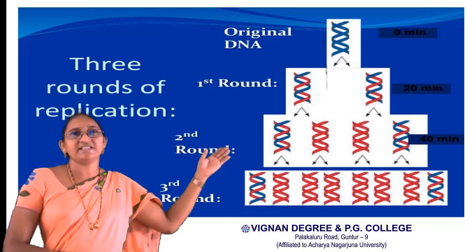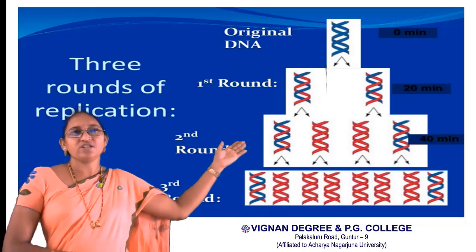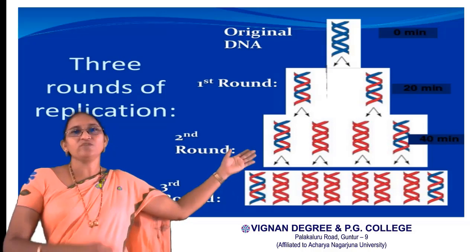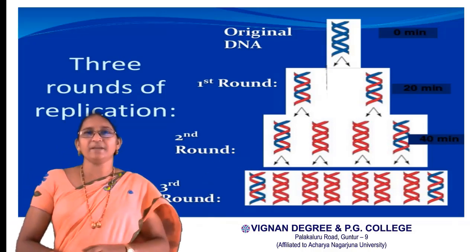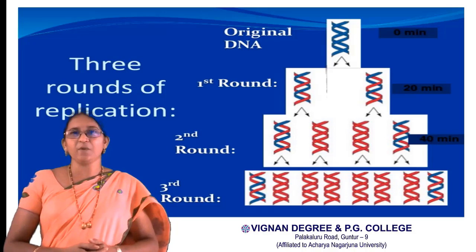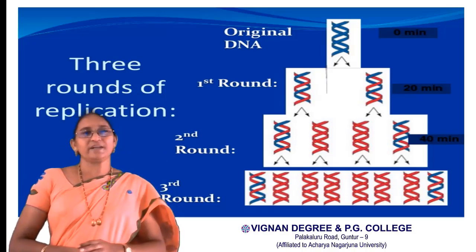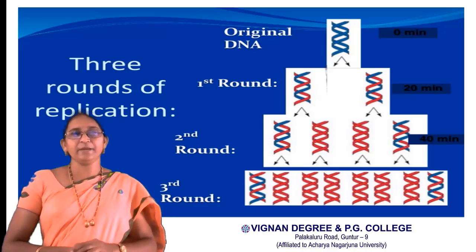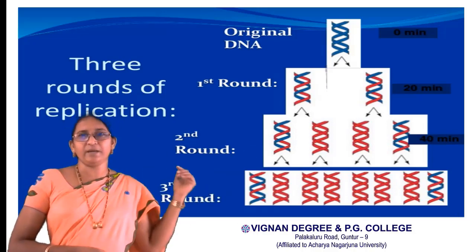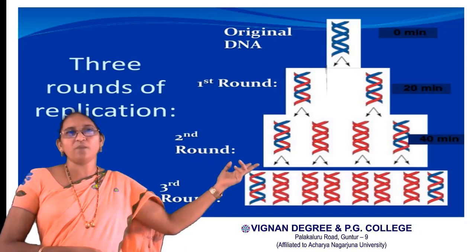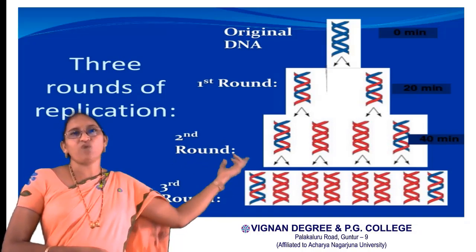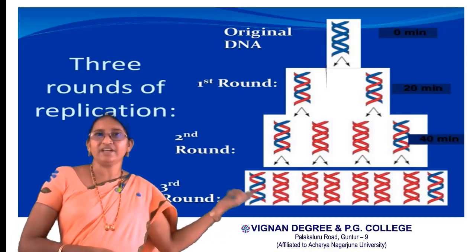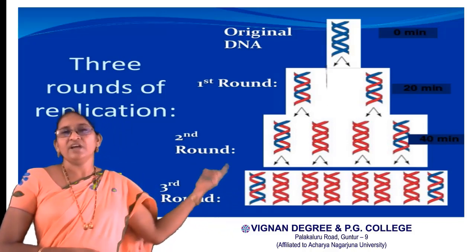And next, coming to after another 20, that means 40 minutes. In the first round, the hybrid band has been formed. Coming to the second round of replication, the hybrid DNA molecules again undergo replication after 40 minutes and produce 4 DNA molecules. Among these 4 DNA molecules, 2 DNAs formed are hybrids and 2 DNAs formed are lighter. Let's observe the density gradient centrifugation for the second round of replication.